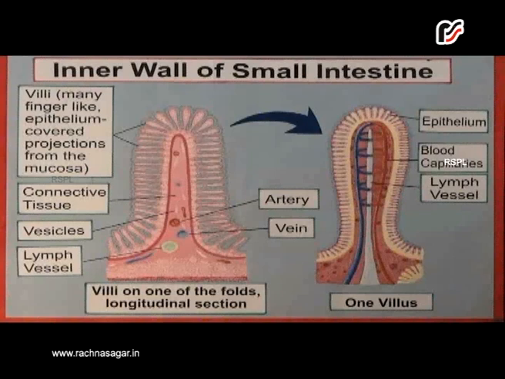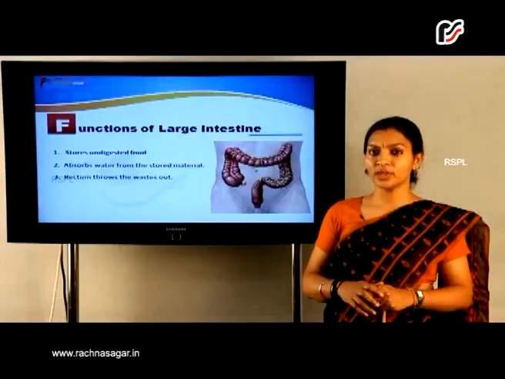The first step is emulsification of fats. So conversion of big fat globules into smaller ones is known as emulsification of fats. It is done by bile juice to facilitate smooth and easy digestion of fats.